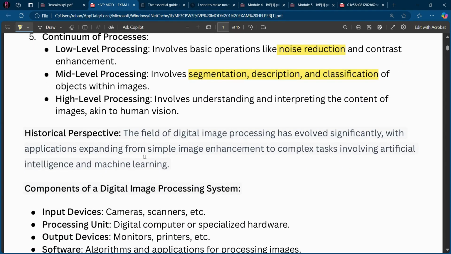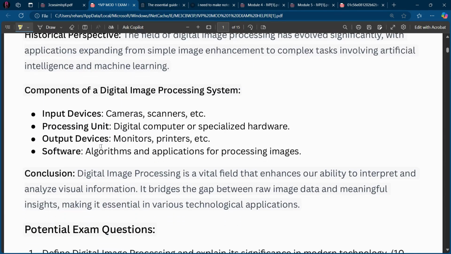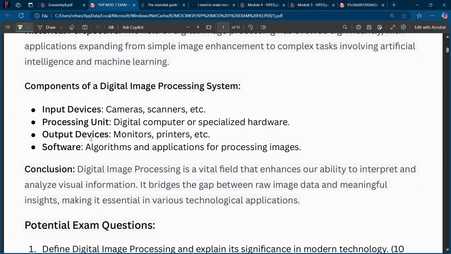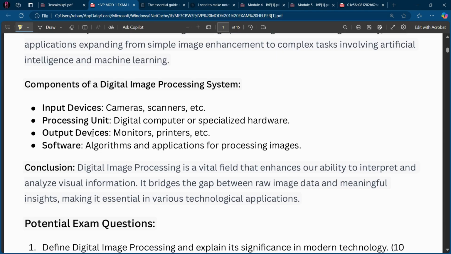Then the components: input device, processing unit, output device, and software. Cameras and scanners are input devices. For the processing unit, you need a digital computer or specialized hardware. Remember that applications and algorithms are used to process the image, but the processing unit is the actual hardware, the digital computer hardware. A mobile can also come under this. Then the conclusion: you can simply read this conclusion.